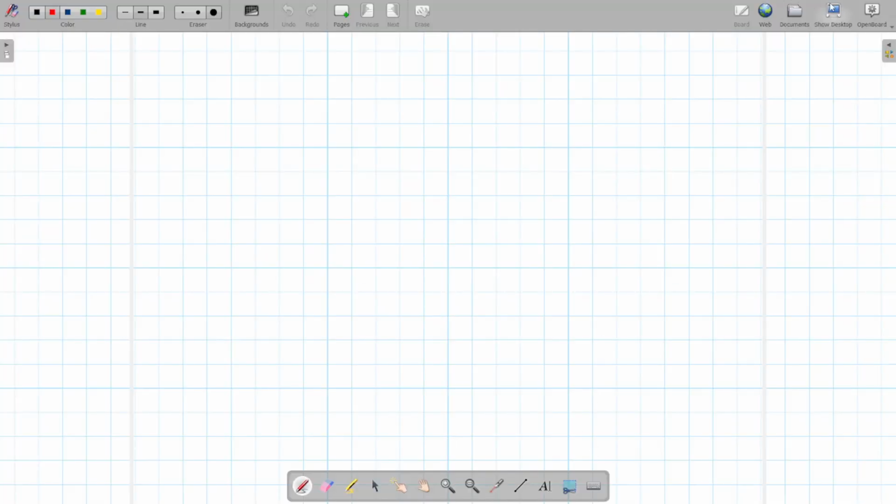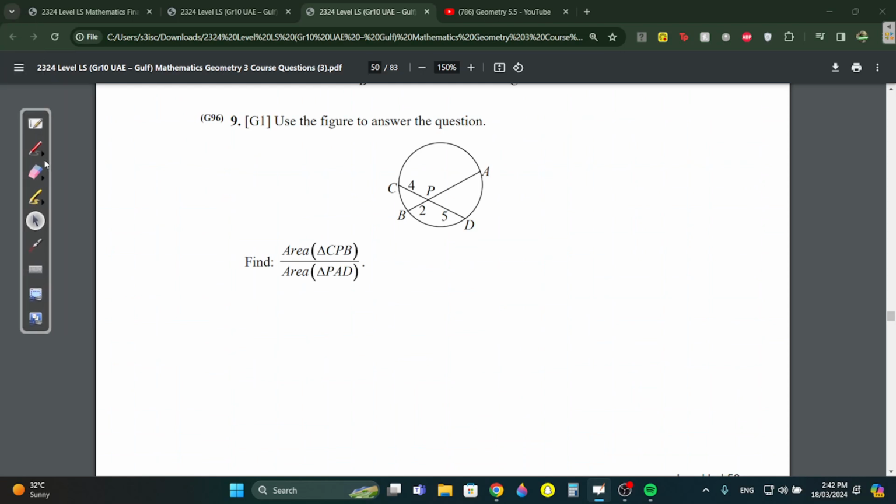Where is this? This was in the quiz. The same question was in the quiz. Okay. Area of triangle CPB to PAD. This is CPB over here. Okay, PAD is over here. We need, remember, area over area equals k squared. K is the scale factor. How do you find the scale factor?